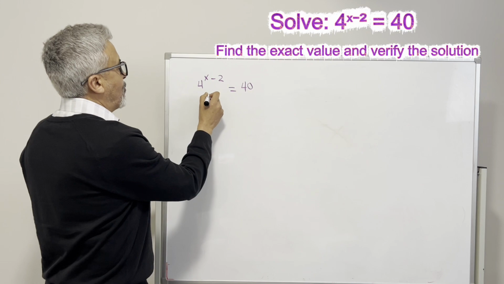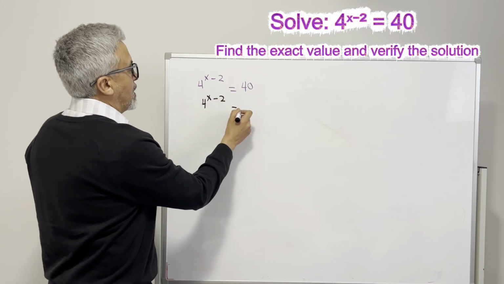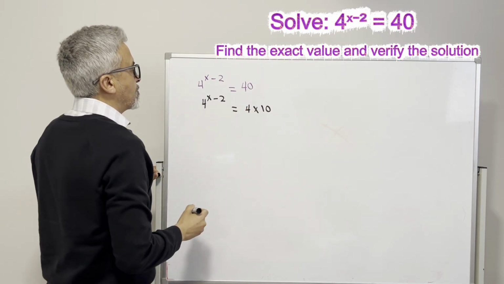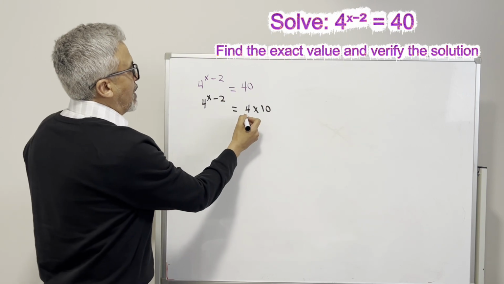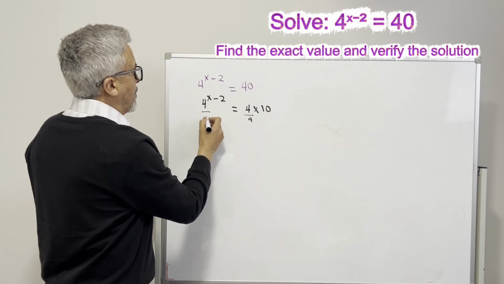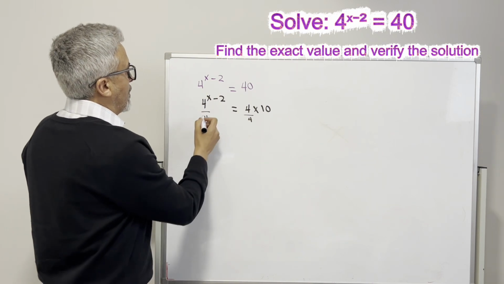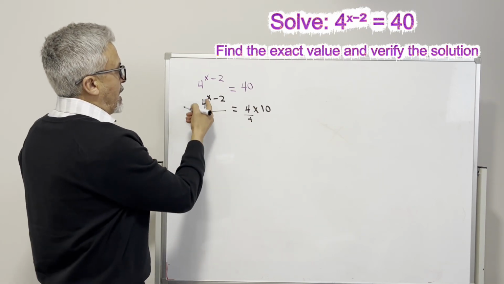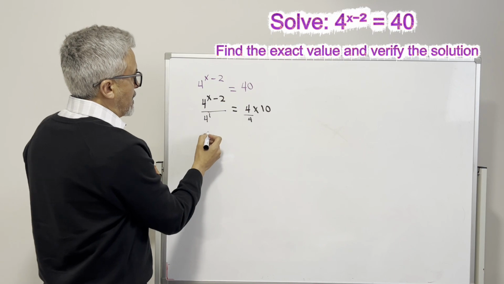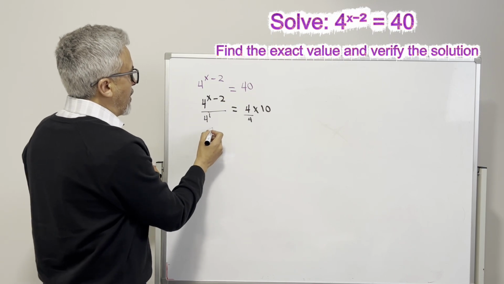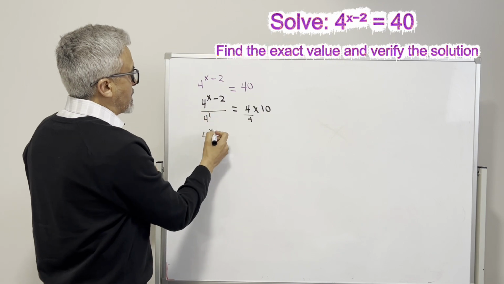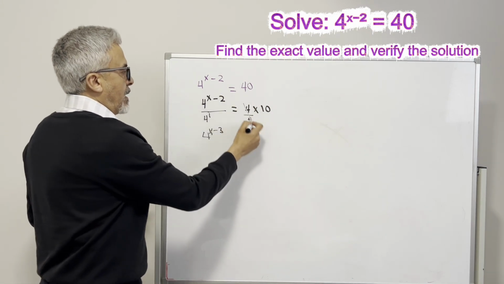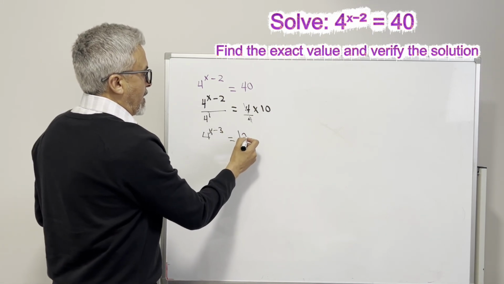I'm going to just rewrite this as 4 to the power of x minus 2 equals, and I'm going to change this to 4 times 10. Now, I will divide both sides by 4. And now, we know this 4 has a 1 as an exponent. And when we're dividing, we subtract the exponents. And therefore, we're going to have 4 to the power of x, and then negative 2 minus 1 is going to be negative 3. That cancels. We have 10.